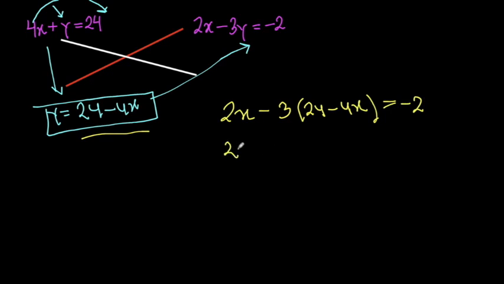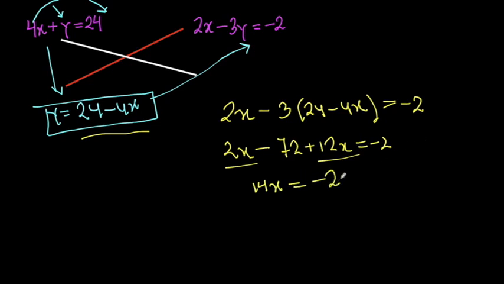If you solve this, you will get 2x minus 24 times 3, which is 72, and it will be negative, and minus 3 times minus 4x, you will get plus 12x, that is equal to minus 2. Now 12x plus 2x is 14x, and bring that 72 to the other side. So this will become minus 2 plus 72. Okay, so what you'll get, 14x is equal to 70.